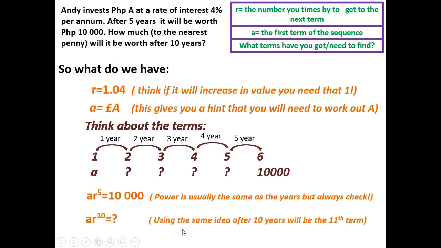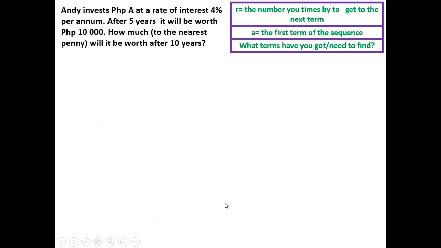Using the same idea, after 10 years will be at the 11th term. Okay, so that's the 11th term kasi n-1, di ba? So n-1, that's the 10th term. Okay, so let's replace the R. Okay, so A times R, which is 1.04, raised to the 5th power. Kasi 4% ang interest nito ha. Okay, kaya may 1.04 yan. So 1 plus the interest, okay?